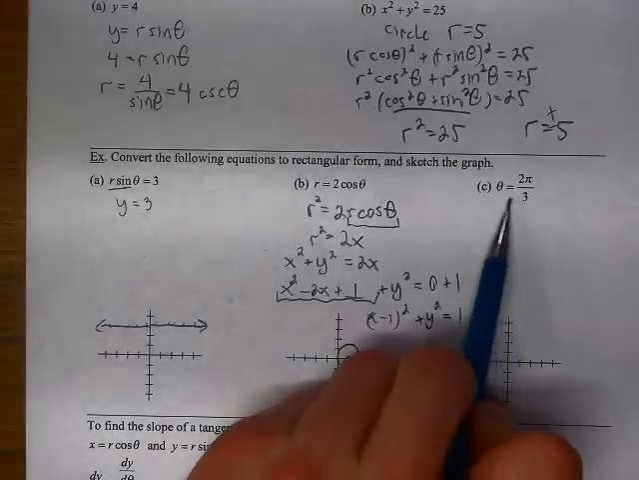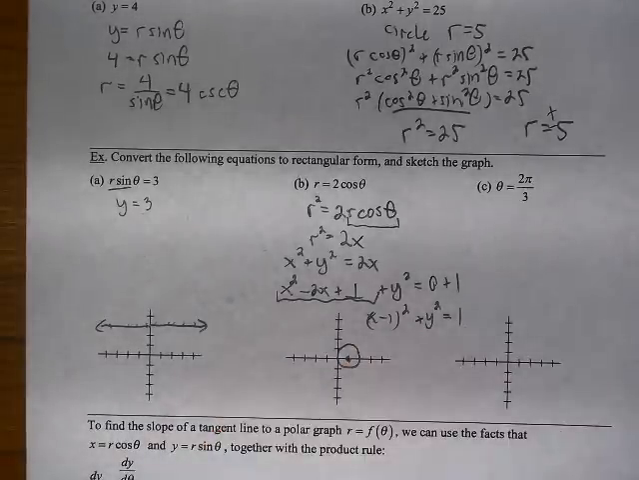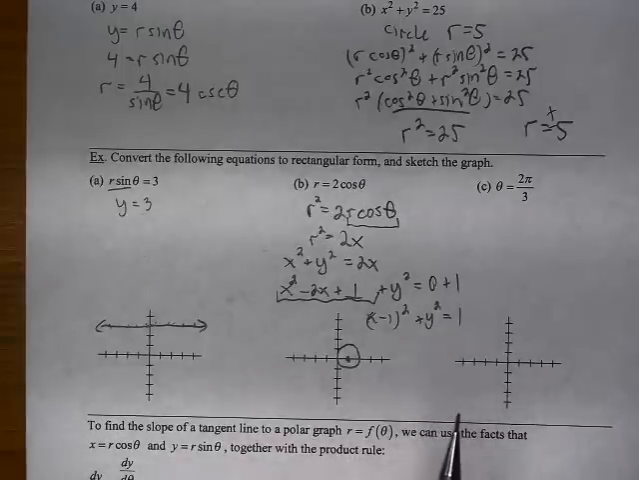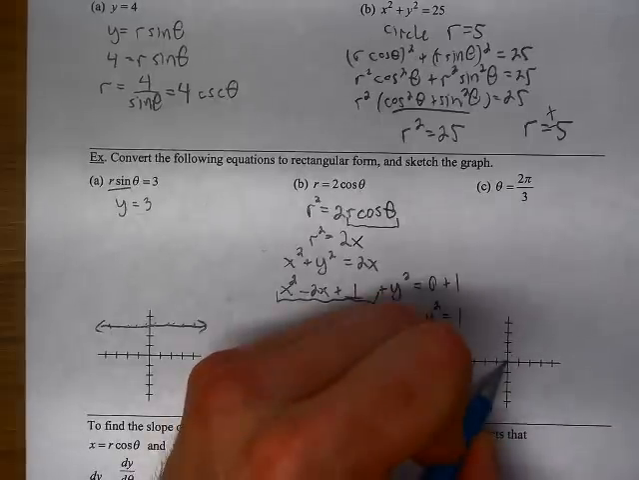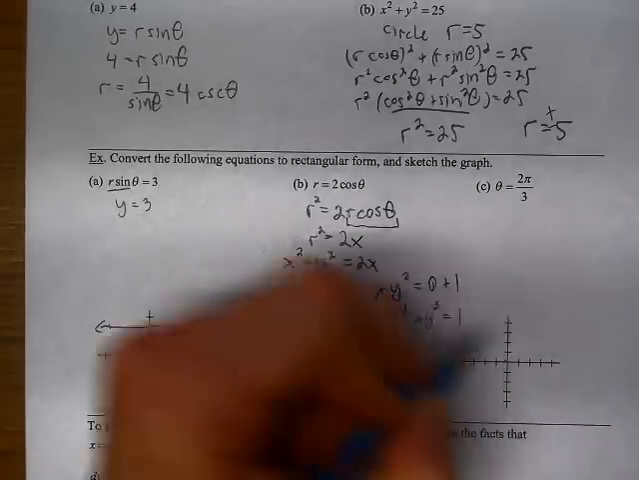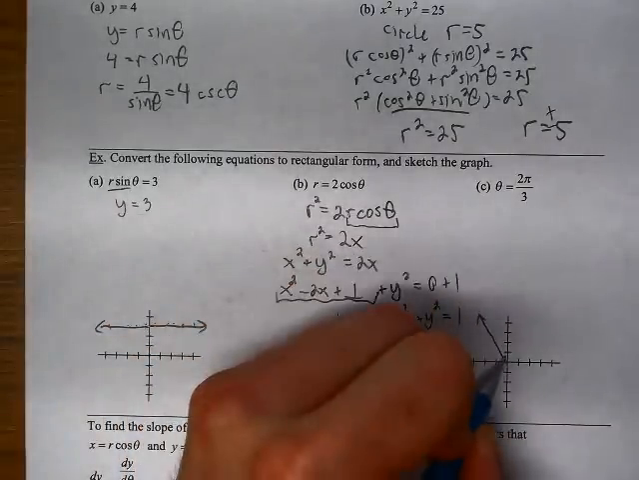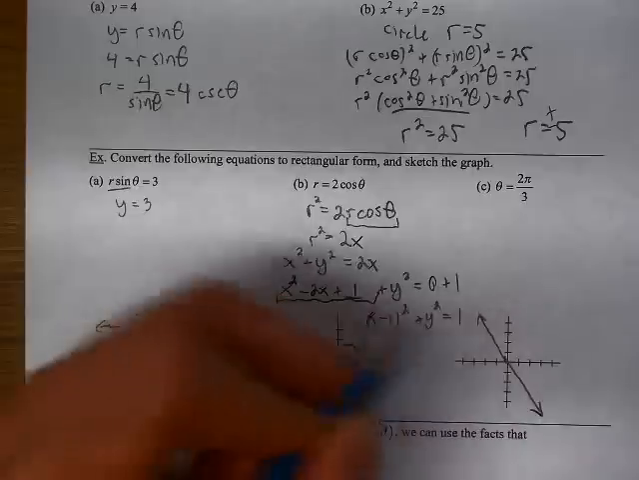Well, here it says the angular measurement has to be 2 pi over 3, but your radius can be anything you want. So if I think about where 2 pi over 3 is, it's going to put me something like this here.